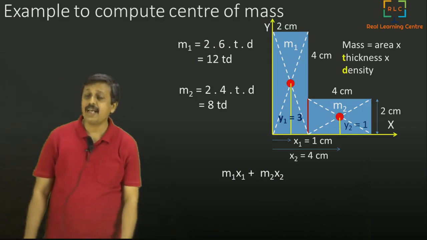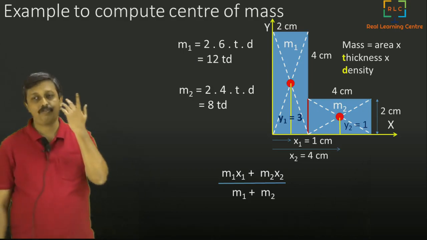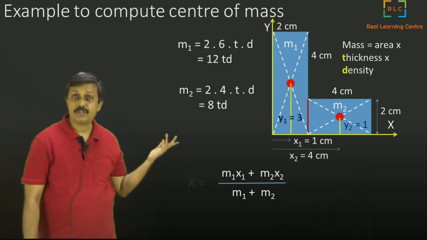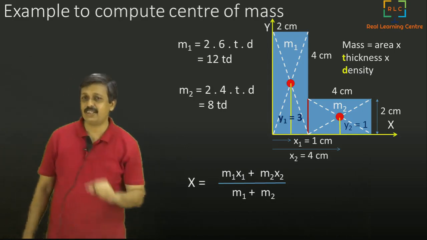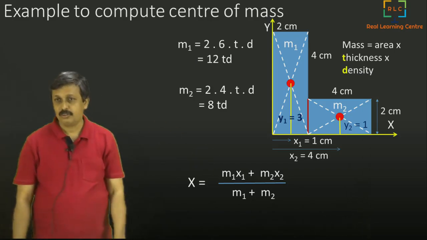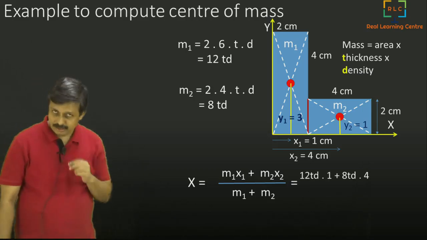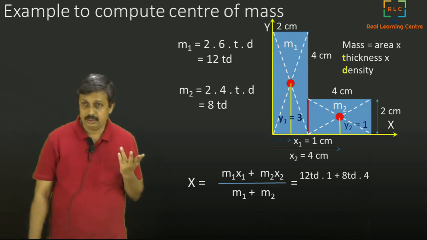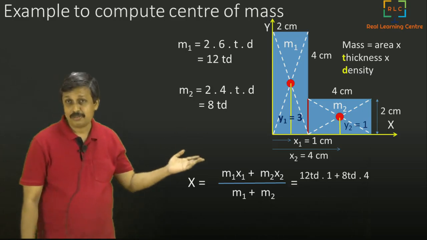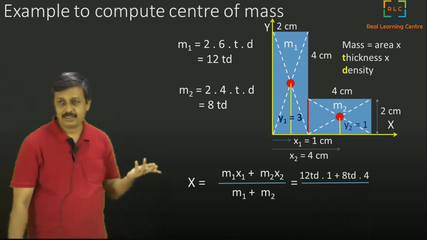Now let us write m1x1 plus m2x2 divided by m1 plus m2. That is the x coordinate of the center of mass. So let's substitute the values. You will get 12 TD times 1, that is 1 centimeter, plus 8 TD times 4 centimeters, all divided by 12 TD plus 8 TD.